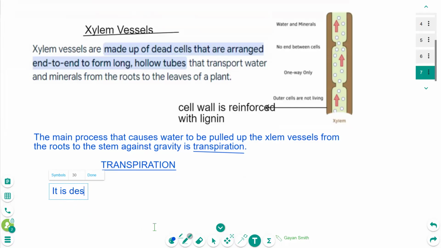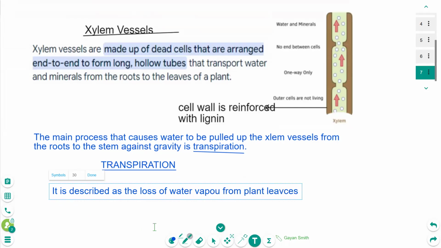Transpiration is described as the loss of water vapor from plant leaves through the stomata in the lower epidermis.